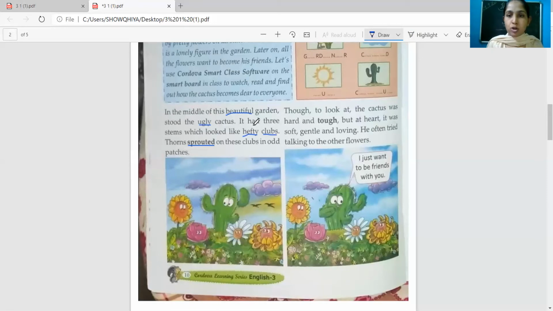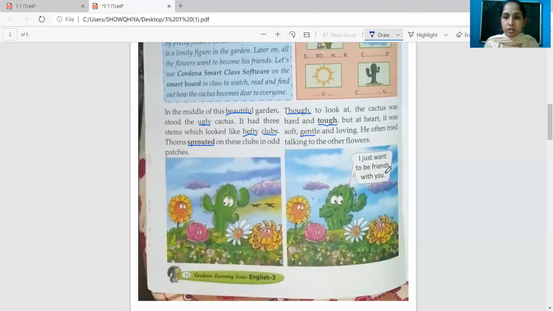Okay, so let us move on to the next paragraph here. So though to look at, the cactus was hard and tough, but at heart, it was soft, gentle, and loving. He often tried talking to the other flowers. So let us see some new words in this. Okay, I'm going to mark this as tough. Okay, so gentle. Okay, so here is one more word here, though.